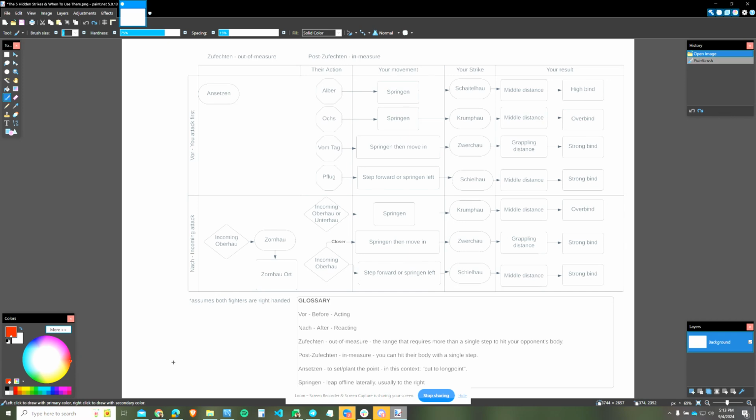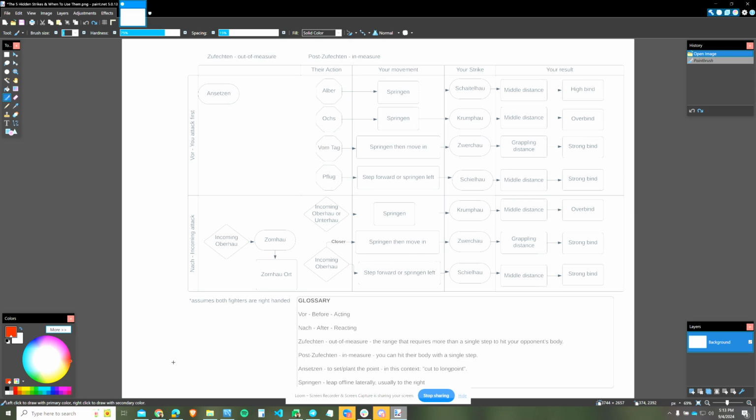So you are now back in Zufechten, out of measure, and they're throwing an Oberhau at you, but they're out of distance, meaning it's probably not going to hit you if you stand still. So in this case, you see the incoming Oberhau, you Zornhau them, and then you immediately move in for the Zornhau Ort thrust. Everything from there is the entire Zornhau section. We're going to move on though.